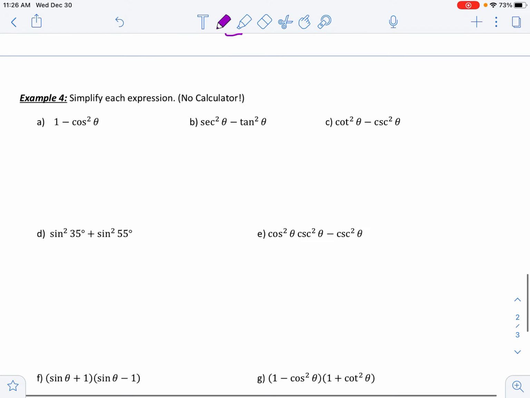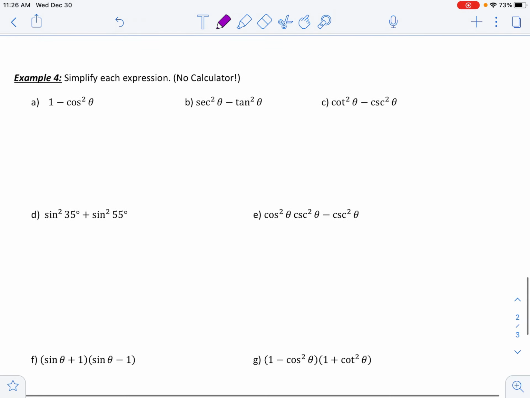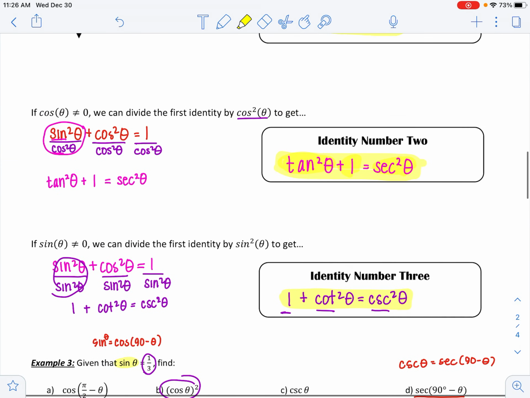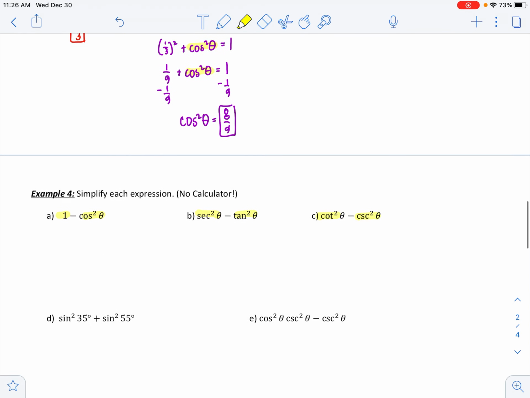Okay, so it says simplify each. So basically I'm looking for what can I replace it with and then simplify it down. So 1 minus cosine squared. A little trick hint that I want you to know is that whenever you see something with a 1 and then something else squared, because 1 is a number squared, right? So if you see two things squared, like secant squared and tangent squared, or 1 and cosine squared, or cotangent squared and cosecant squared, that's not always, but most of the time going to be replaceable with one of your trig identities.